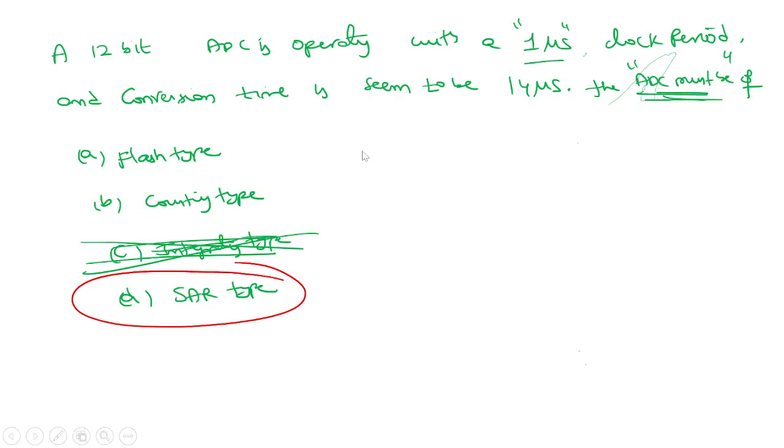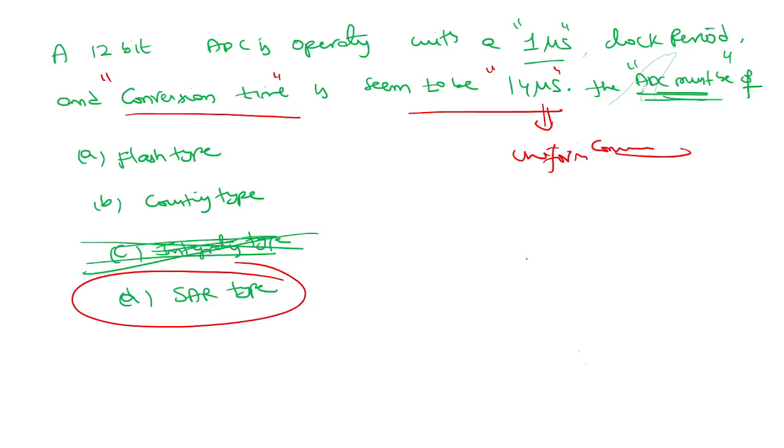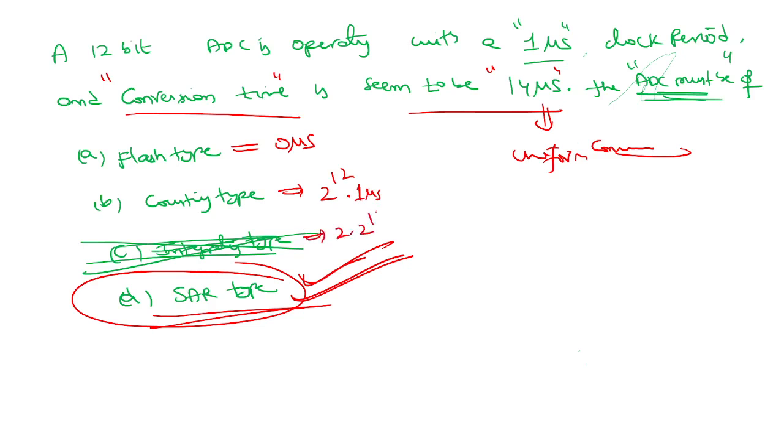Why? Because they didn't tell conversion time for a particular digital input. It is said just seems to be 14. That means they are saying it is uniform conversion time, not particular to any input. Are you getting it? So directly, blindly, you can say this is AI type. For flash type, what happens? Zero. For counter type, it will be 2 power 12 into 1 microsecond. For integrating, 2 into 2 power 12 into 1 microsecond, that we will see later. Are you guys clear?